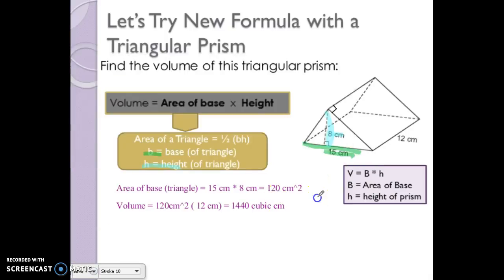Okay, and so again, the height is not the height of the triangle. We already used that. This is the height of the prism. And when you have a right prism, the height is going to be the measurement of one of the lateral edges. These are all the same. All the lateral edges are 12 centimeters. And all the lateral edges are always congruent. So when it's a right prism, then the lateral edge length is the height of the prism.